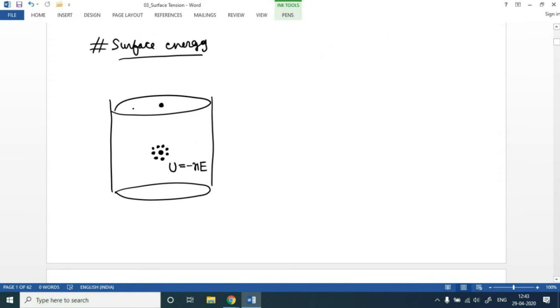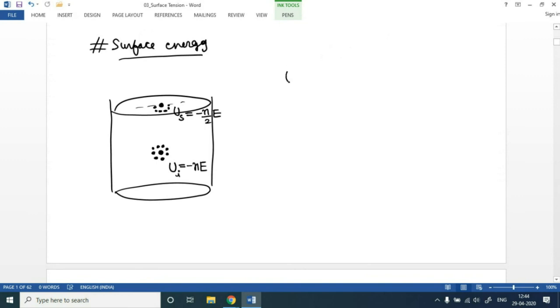Okay, and now let's imagine the molecule which is on the surface. It would be surrounded by liquid molecules from only one side, the bottom side. Above it there are only air molecules. So when we look at its potential energy, let's say this is U_i and this is U_surface, only half the number of molecules will be interacting with this molecule on the surface. So U on the surface, you can simply write, would be minus n by 2 times E.